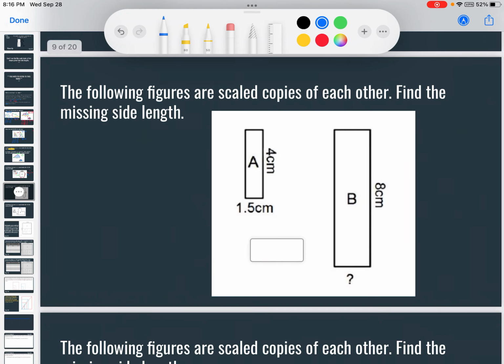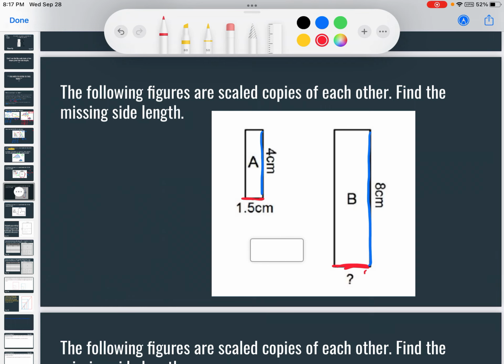So let's practice that again. These are scaled copies of each other. Find the missing side length. This still isn't in your book, so don't freak out. We'll get to our book in a little bit here, okay? This side and this side are corresponding, and this side down here and this side down here are corresponding. We need to figure out what that bottom side is on the bigger rectangle.